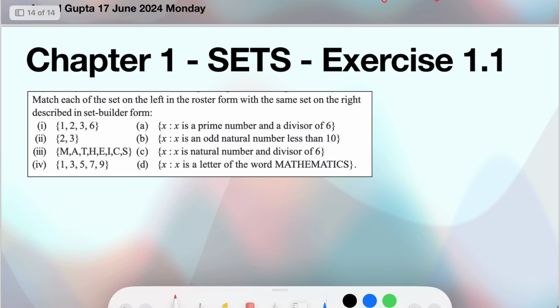Moving on to the last question of this exercise, match each of the set on the left in the roster form with the same set on the right described in the set builder form. The first is 1, 2, 3, 6. We can see that the C option, x such that x is a natural number and divisor of 6, is the correct answer for this. Second question is 2, 3. X such that x is a prime number and divisor of 6. Now we can see that 2 is a prime number, 3 is a prime number, and both divide 6.